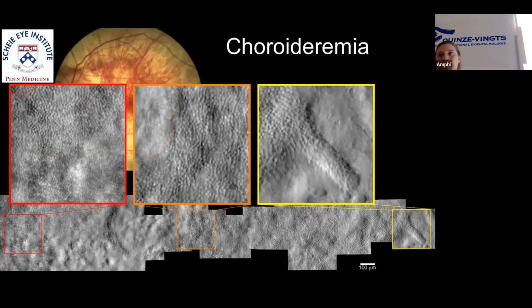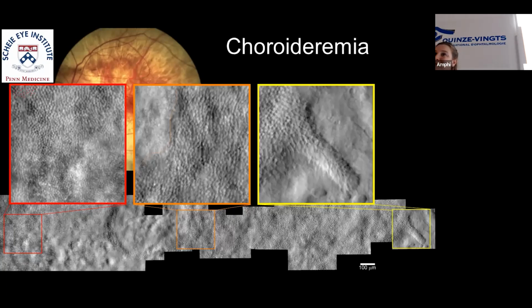And I've just highlighted 3 spots here that show different features that you might observe in your patient with choroideremia. First, in the very center, we have an intact cone mosaic. This is the outline in red, where again, at the top left corner, I've just selected individual cones so you can see what that mosaic looks like.